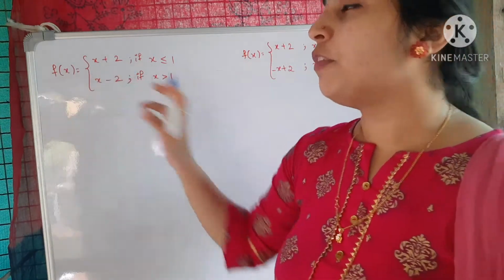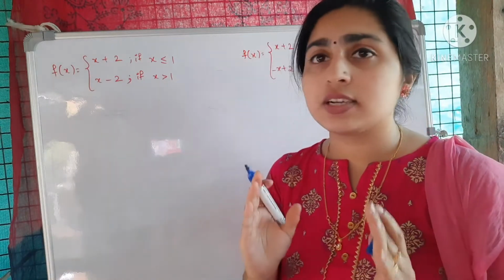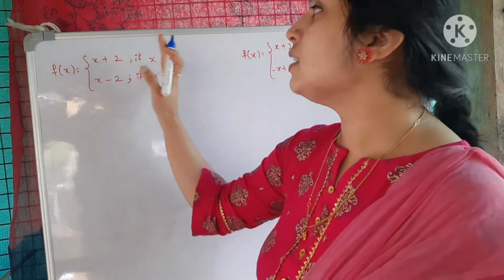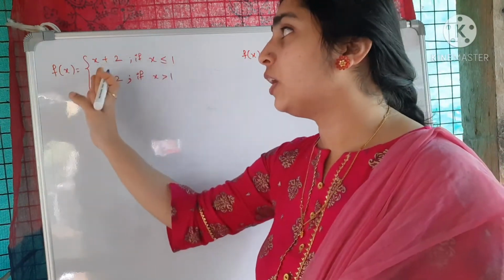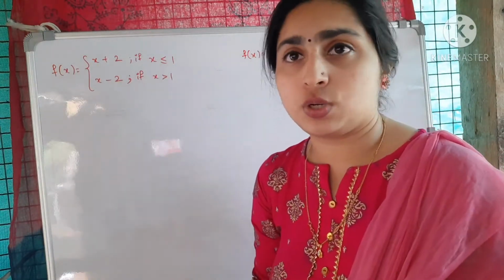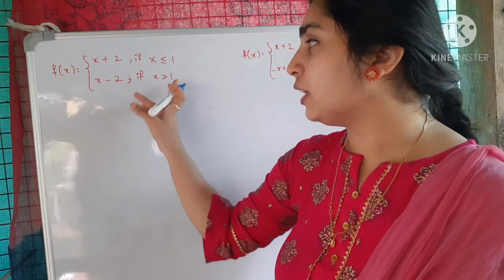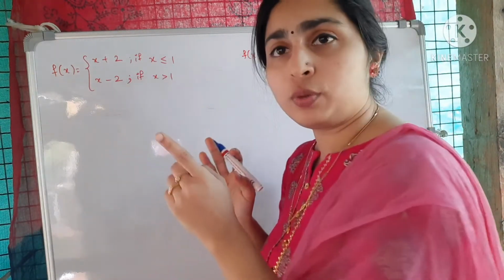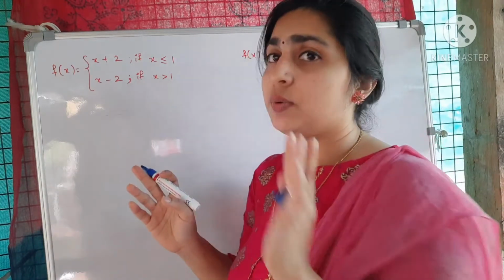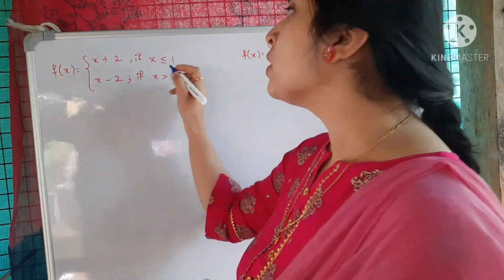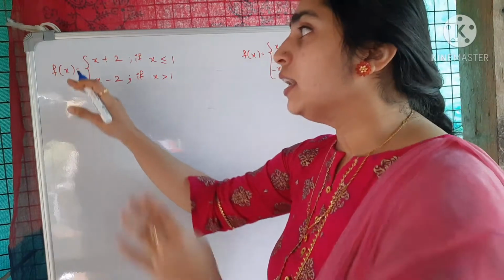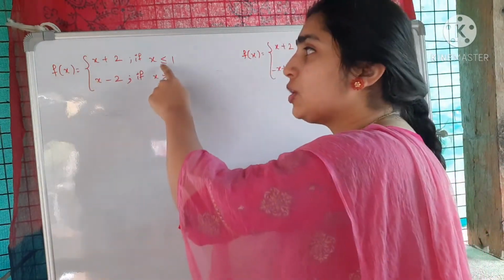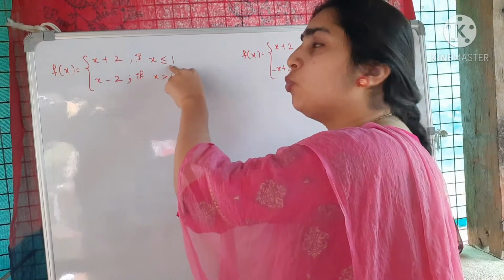See, every polynomial function is a continuous function in its given interval. So if I consider the interval x less than or equal to 1, x plus 2 will be a continuous function. And in the interval x greater than 1, x minus 2 is a polynomial function, and hence in that interval it will be a continuous function. So now we have to see at which point this function's value is changing. Actually, we can say it is for 1, right?